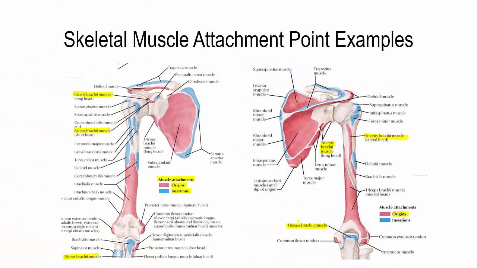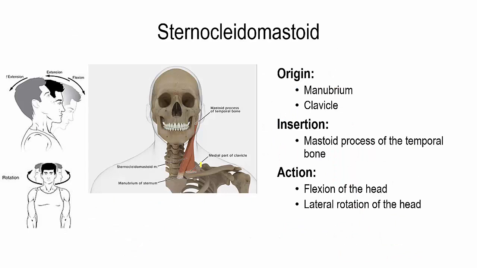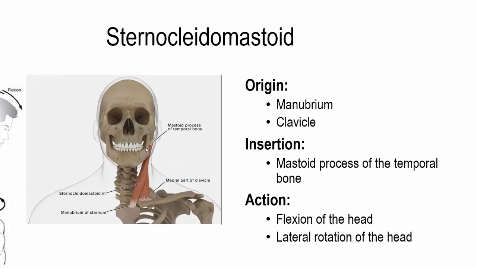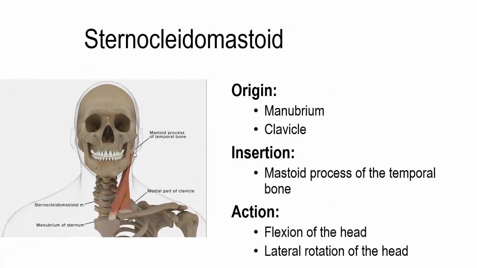All right, so that's just an example of showing us origins versus insertions on different skeletal bones for a few different muscles. I'm going to go through a few of the muscles that you're responsible for learning for your practical. So we see the sternocleidomastoid. This is an anterior and lateral neck muscle here. So this is the sternocleidomastoid.